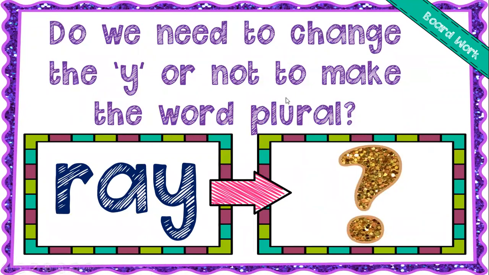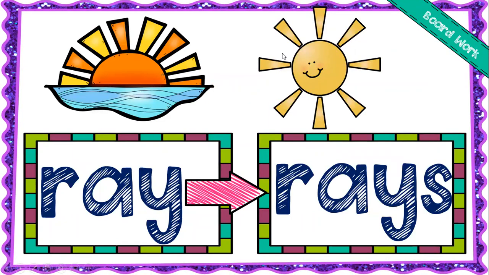Do we need to change ray? Do we need to drop the Y and add IES? So you're looking, does it end in a consonant or a vowel? Is there a consonant or vowel before the Y? There's a vowel, so we just add an S. Ray becomes rays.